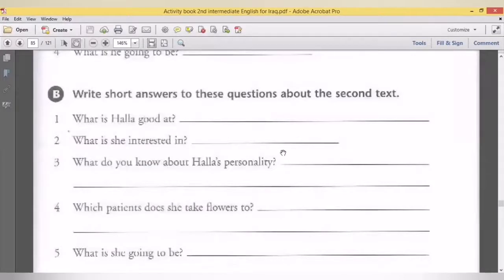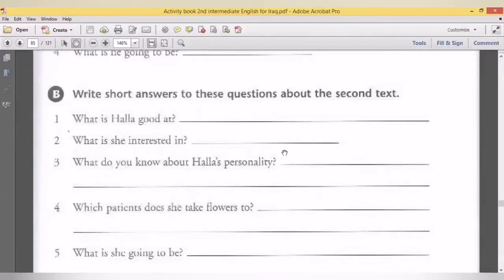Write short answers to these questions about the second text. Number one. What is Hala good at? Yes, we are speaking about the subject. So, Hala is good at biology, chemistry, English, and physics. Yes, exactly. All of you are right. So she is good at biology, chemistry, English, and physics.